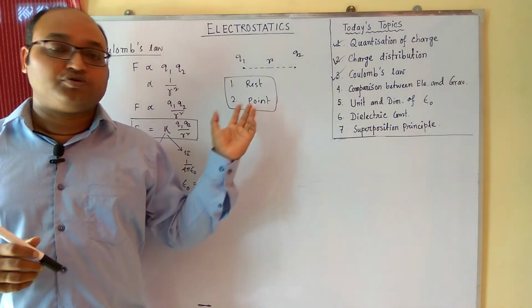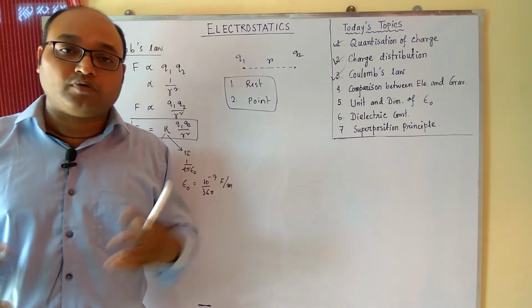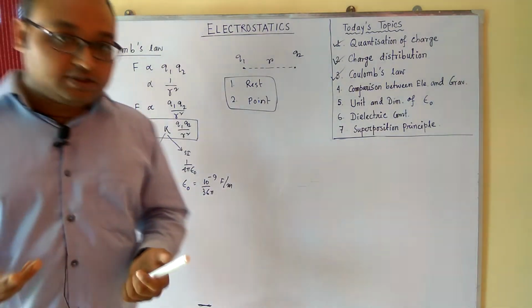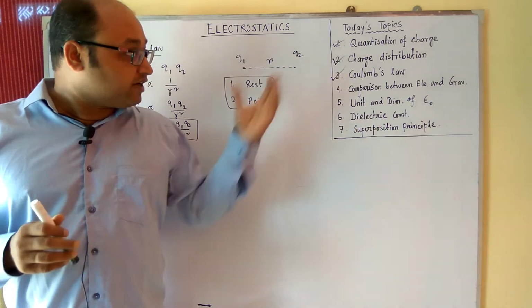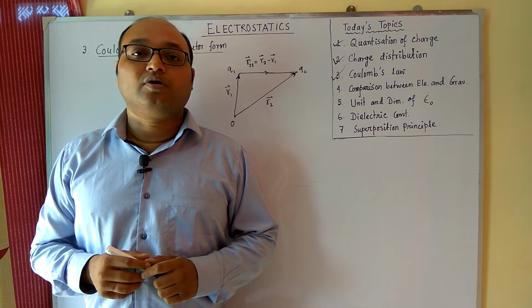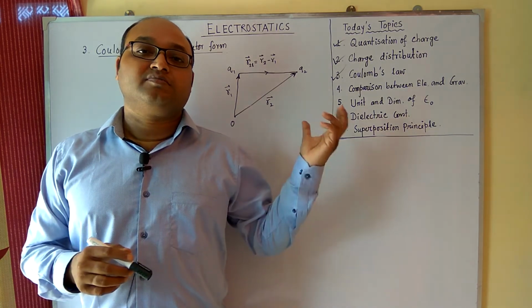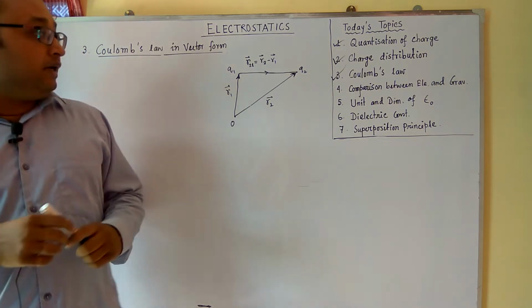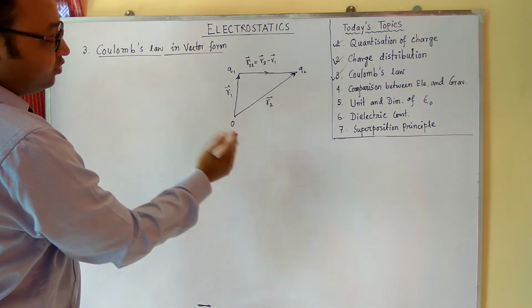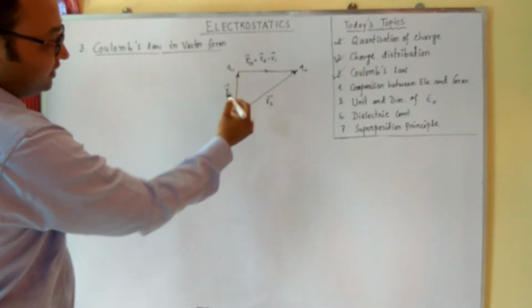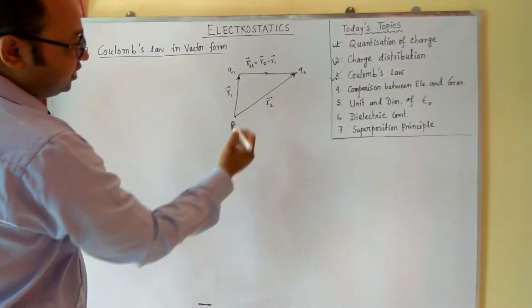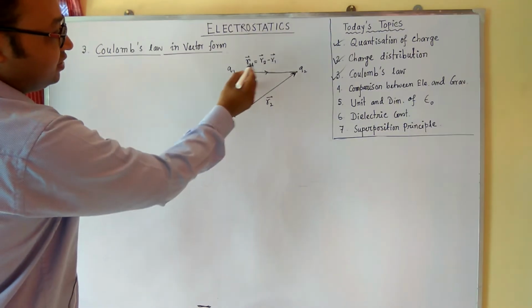Now let's talk about the force acting between the two charges, which may be either repulsive or attractive depending on the nature of the charges. This force is definitely a vector quantity, so we should look for the vector form of Coulomb's law. To find it, a little modification in the previous diagram has been done. Here are the two charges q1 and q2, and O is the origin. The vector from the origin to the charge q1 is r1, and the vector from the origin to the charge q2 is r2. So the vector from q1 to q2 is r2 minus r1.